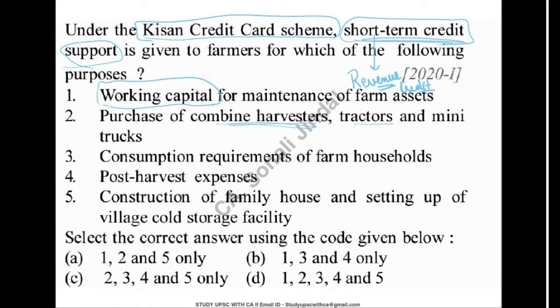Let's read second statement. Purchase of combined harvesters, tractors and mini trucks. Can it be for the short term? No. For this, there is a need of long-term loan. At least for more than 1 year. So, we need to eliminate second. You will directly reach the answer, but we will read further.